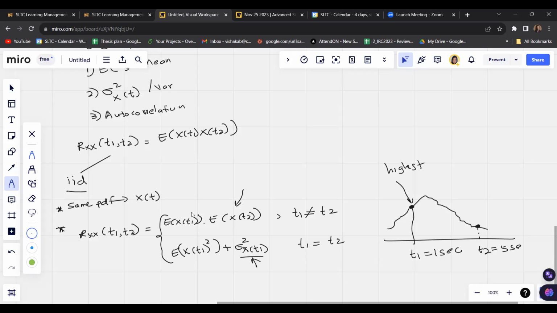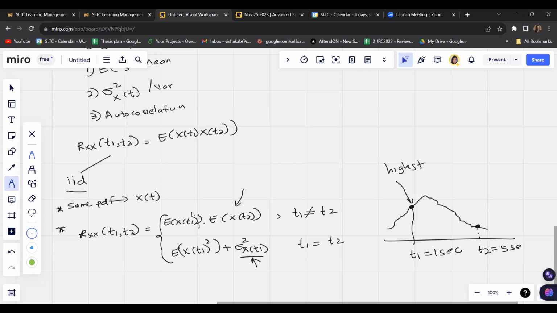And that is depicted here. The similarity is very high when the time instances are equal, when the same time instance is considered in calculating the autocorrelation. So those are the mathematical definitions of the autocorrelation function when the process is an IID process. If we take the uncorrelated process, similar behavior is seen. And also when we take the autocovariance, right?